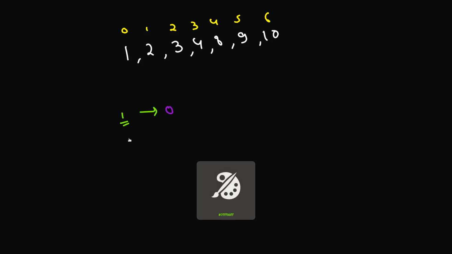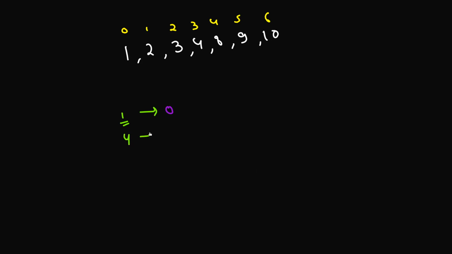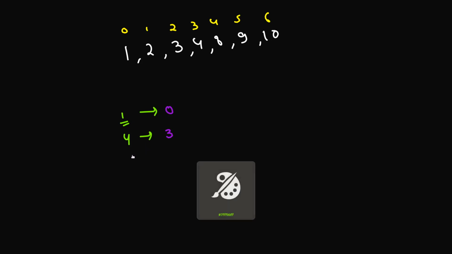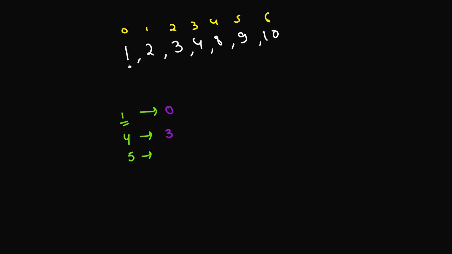Next, what is the lower bound of say 4? In this array, as you can see, 4 is the first such number which is greater than or equal to 4, and it's located at index number 3. So the index of the lower bound of 4 is 3. Next, what is the lower bound of say 5? The first such number in the array which is greater than or equal to 5 is this 8, and the index of this 8 is 4. So the index of the lower bound of 5 is 4.